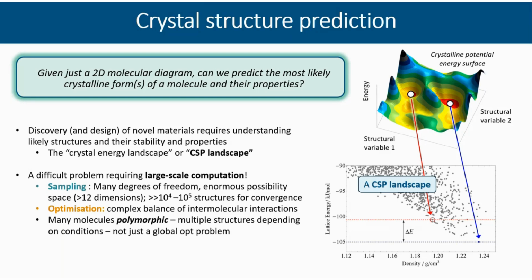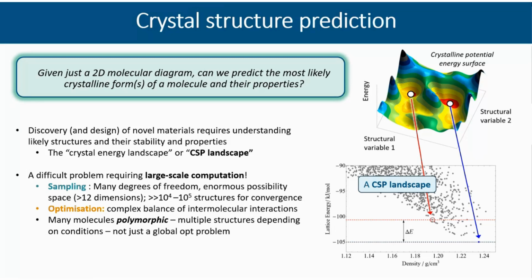It's difficult for two reasons. One is that there is a sampling component to this problem. In even the simplest cases, you have at least 12 degrees of freedom: 3 lattice parameters, 3 lattice angles, the x, y, z position of the molecule, and its orientational angles. So you have at least a 12-dimensional hypersurface that you need to try and sample, and this, in practice, winds up with us having to generate tens of thousands, hundreds of thousands, sometimes millions of unique crystal structures to be confident that we have converged our search and explored the landscape thoroughly.